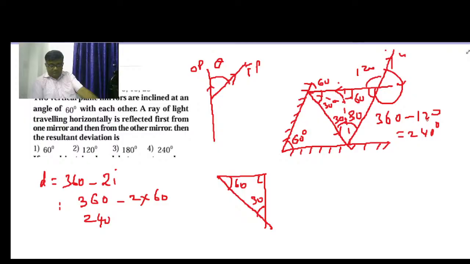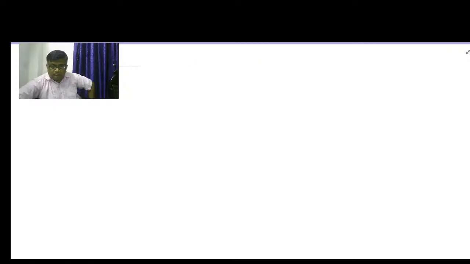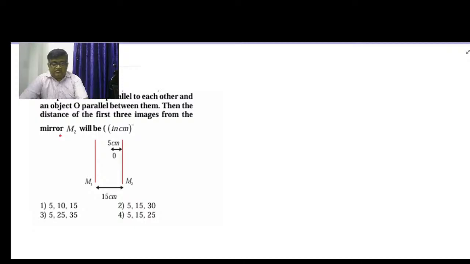The next example looks like this. Two plane mirrors parallel to each other and an object O placed between them. The distance of the first three images from the mirror M2 will be how much? The difference between this question and the previous one was that previous one we have put in the middle, this we have not put in the middle. So we have to solve it by basic geometry only. Here he has categorically said that this is mirror 1, this is mirror 2.